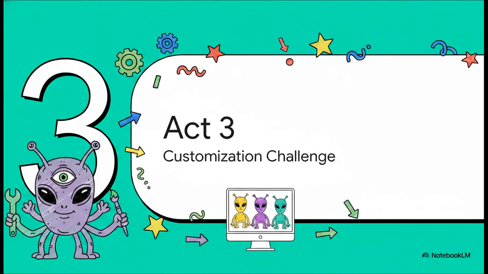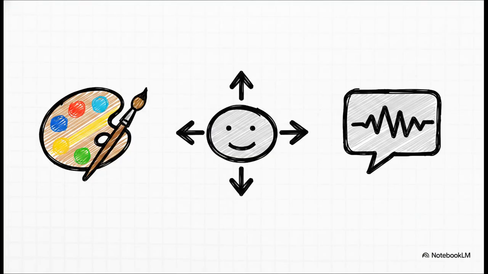All right, Act 3, the customization challenge. This is where it gets really fun. The code we just reviewed, that's really just your starting point. You definitely can't just submit the default code. To actually pass the assignment, there are exactly 3 modifications you need to make.